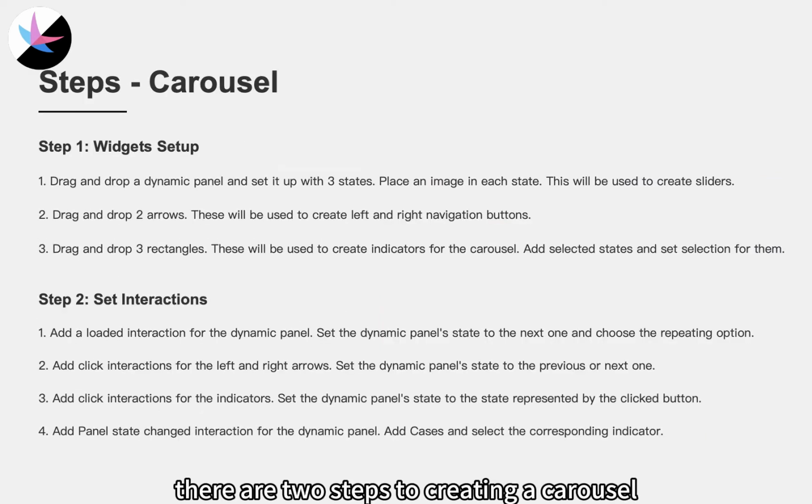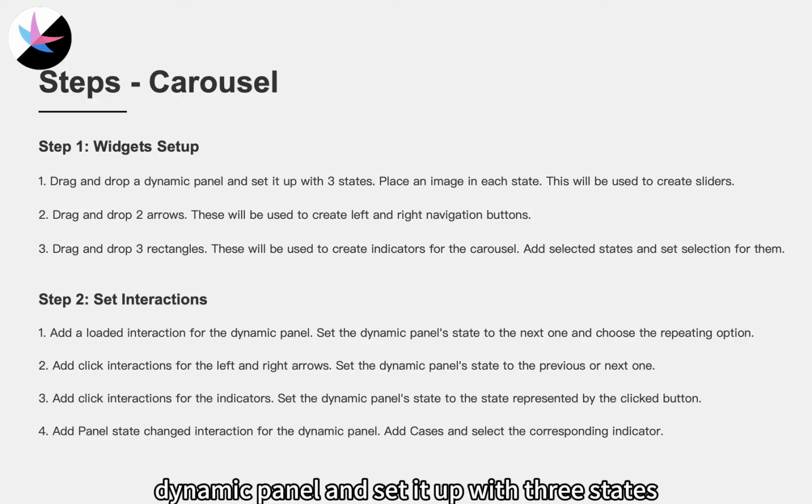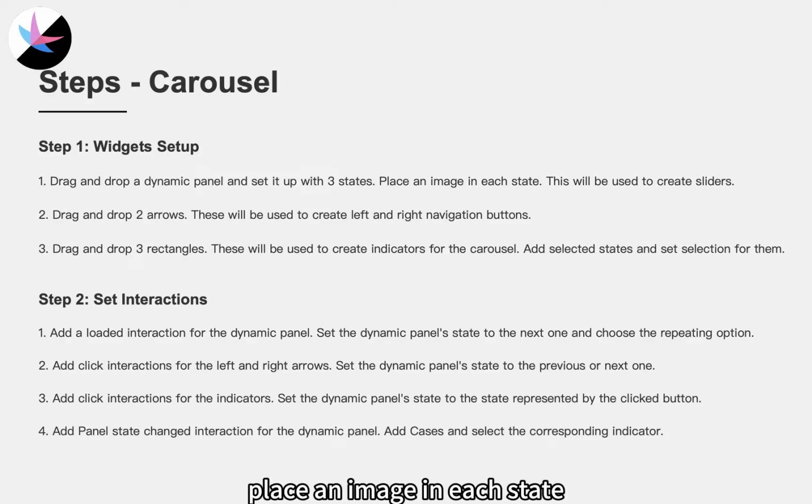There are two steps to creating a carousel. The first step is widget setup. First, drag and drop a dynamic panel and set it up with 3 states. Place an image in each state. This will be used to create sliders.